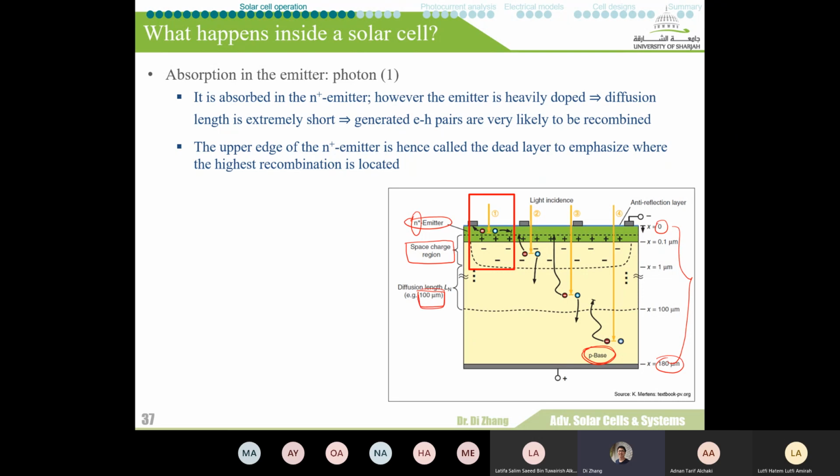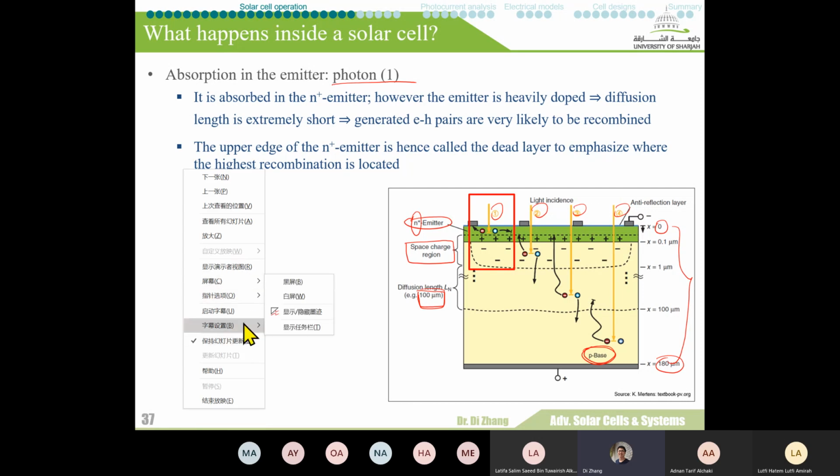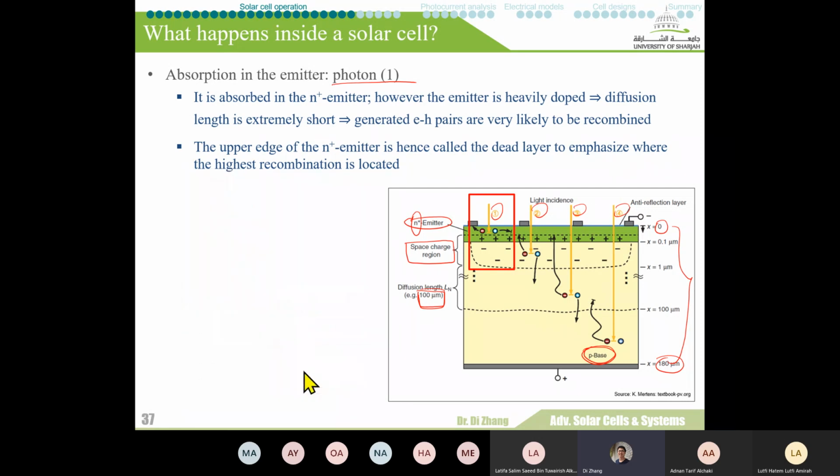Now we have 4 different scenarios here. We have photons entering the solar cell, and they are being absorbed at 4 different locations. Let's look at the absorption scenarios one by one, depending on where the photon is being absorbed. For photon number 1, the absorption happens at a very shallow place. Okay, good. It is absorbed very near the front surface.